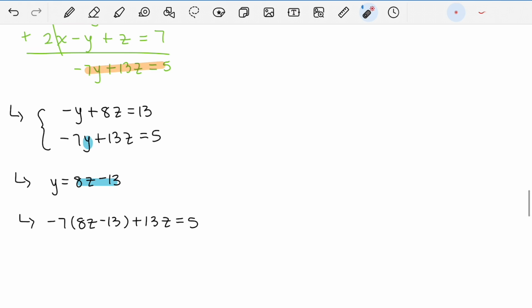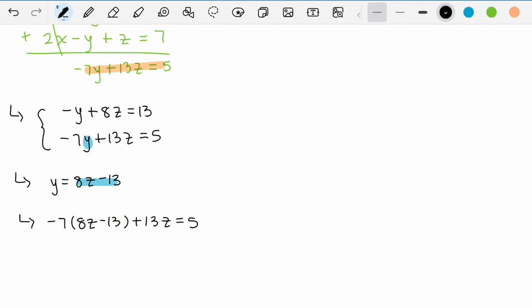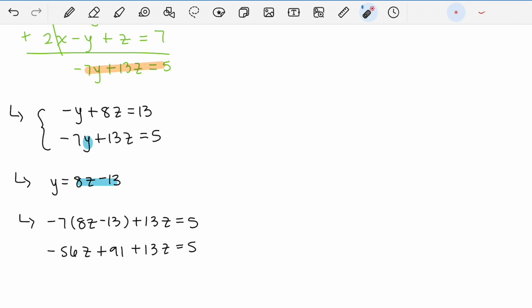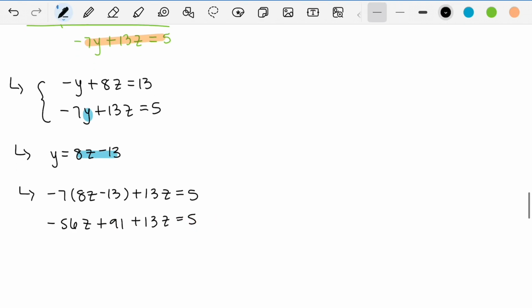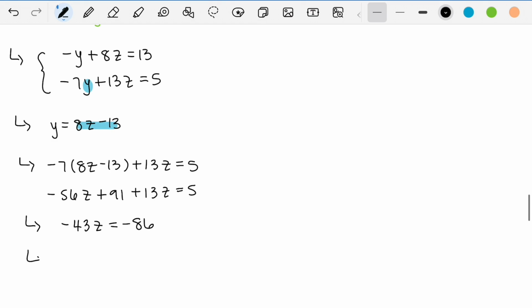Now distributing this negative 7 to both terms in here, I'm going to get minus 56z plus 91. We still have these here. Now we can combine like terms. We can combine these z's here, and I can subtract 91 on both sides to move it to the right-hand side of this equation. Doing so, I'm going to get minus 43z is equal to minus 86. And then lastly, solving for z by dividing by negative 43 on both sides, I'm going to get z is equal to 2.